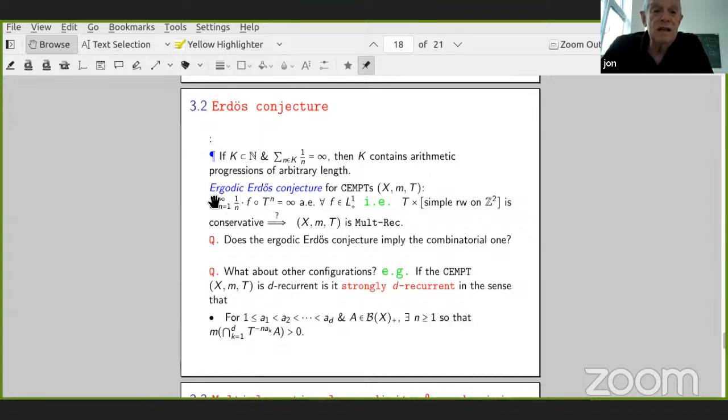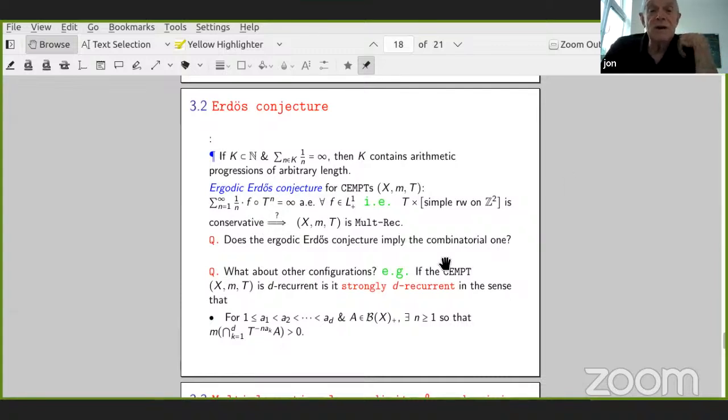So without solving it, this is the big question, can you solve this? There are also some side questions. Does the ergodic Erdős conjecture imply the combinatorial one? At the moment, we have no way to embed these sequences into some infinite transformation satisfying this.